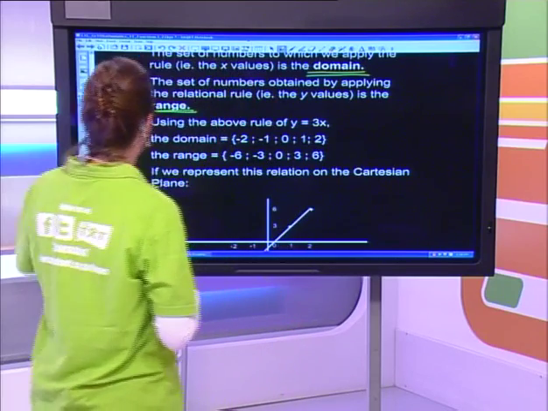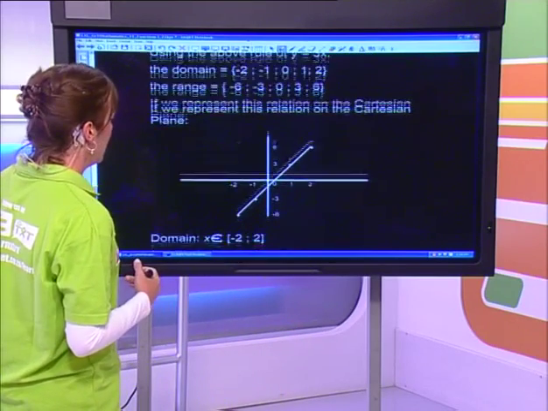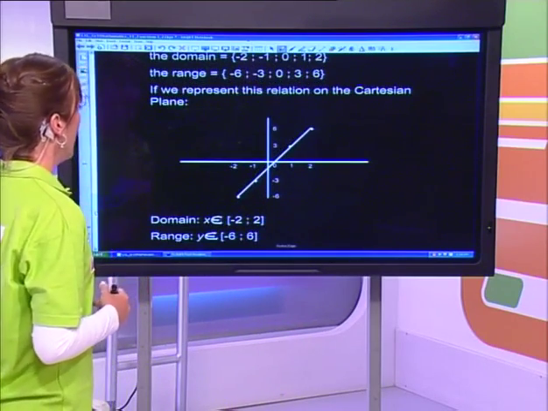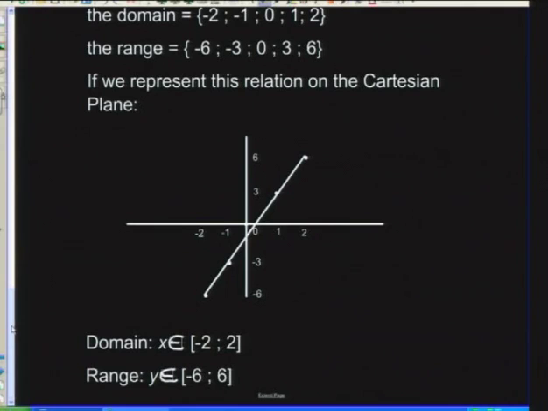Just to show you how we would represent it on the Cartesian plane, if I had a graph going from -2 to +2 on my x-axis, that would show me this over here.